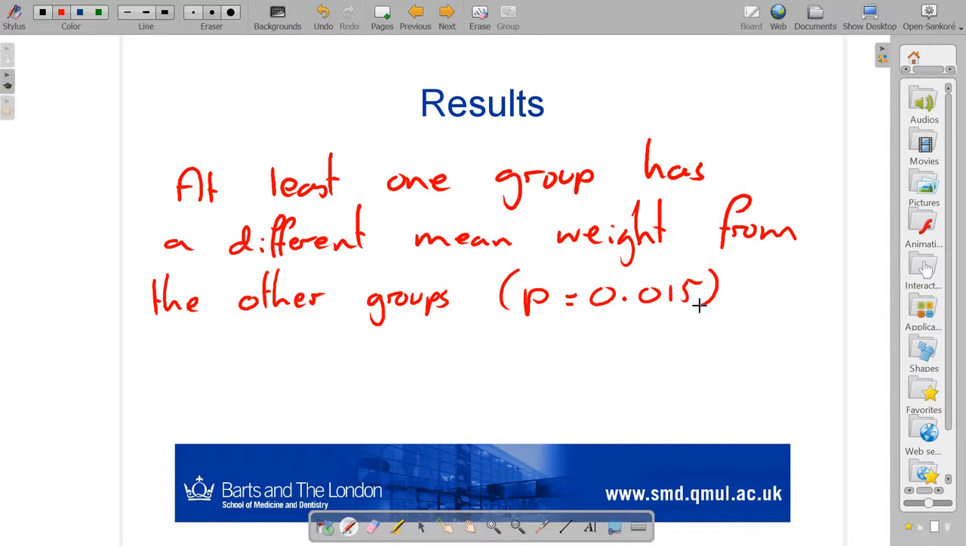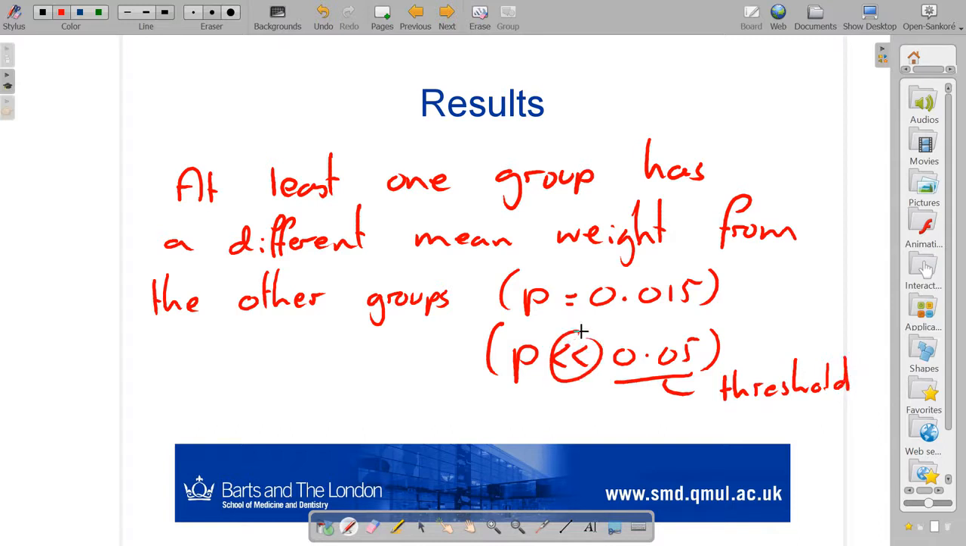0.015. For those of you that got a p equals 0.0000, the way that you'd report that would be something like p is much less than 0.05, or whatever your chosen threshold level. So you've got a threshold level here, and this symbol here just means much less than. So that reads p is much less than the threshold level. It's much less than 5%. Yep.